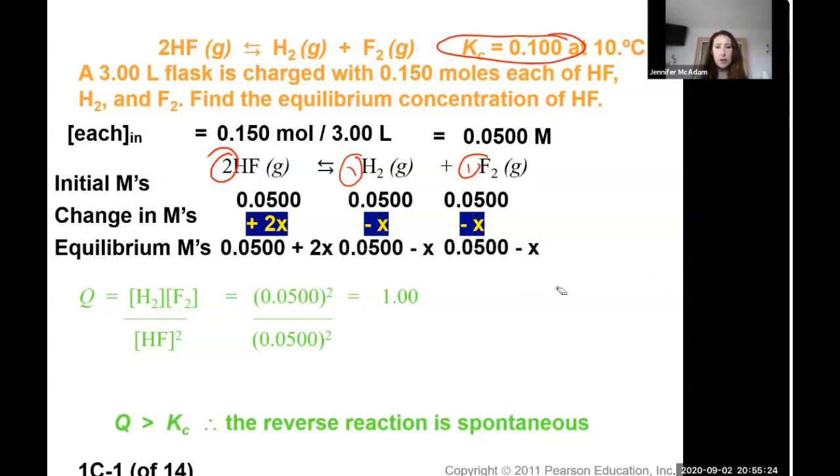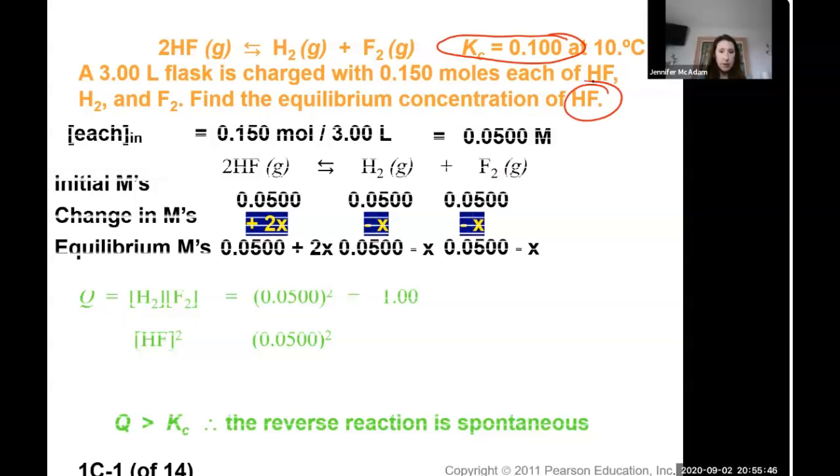So here we are. That's your ICE table. Well, anyway, you get it. That's your ICE table. It's just a little bit crowded. So this part, again, this is just the beginning of it. Now we need to solve for our x, right? And they're only asking for HF at this point in time.